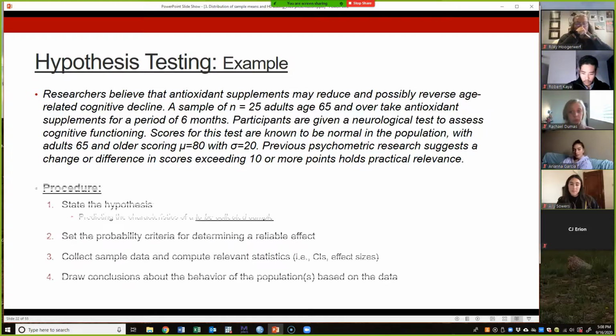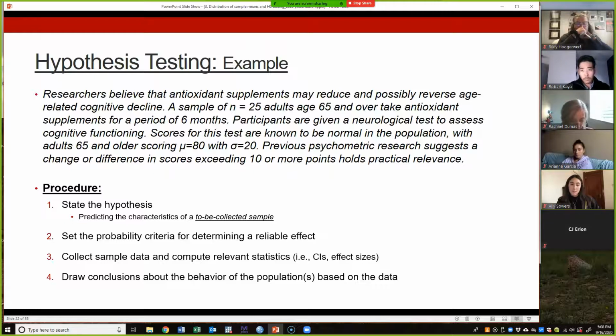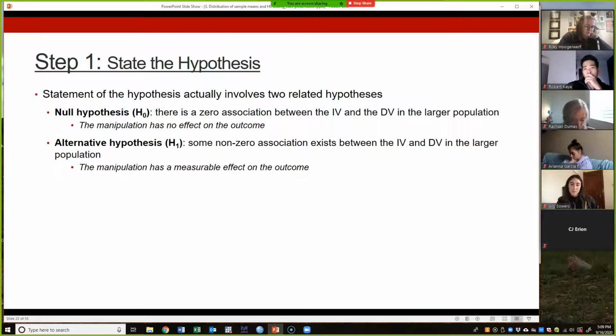Okay. So what we're going to do with our testing is, one, provide a statement of the null hypothesis. This is predicting characteristics of our to-be-collected sample. Two, we set the probability criteria for determining an interpretable effect. Three, we collect our sample data and calculate statistics. Four, we draw some conclusions about the behavior of the population based on these data. Do not forget number 4, right? We're not just cranking out numbers for the sake of it. We want to glean something from the numbers to make some interpretations.